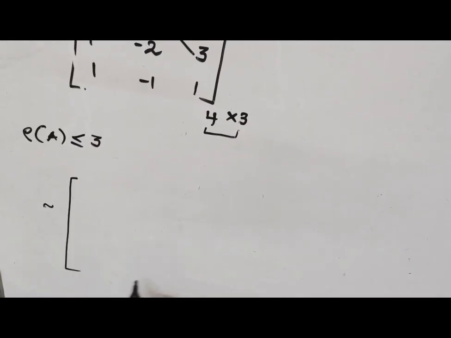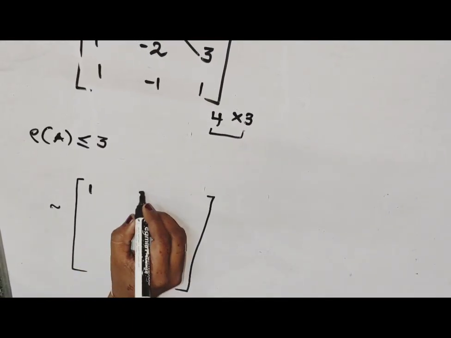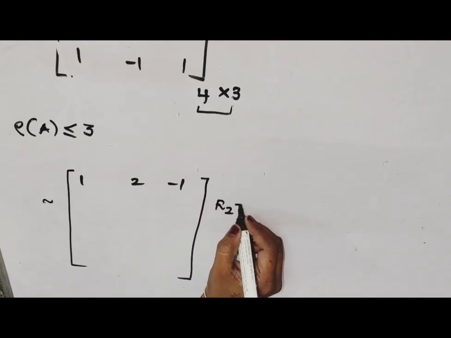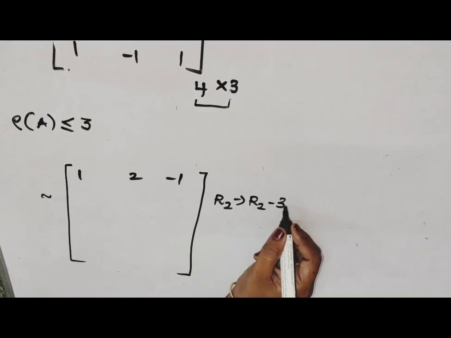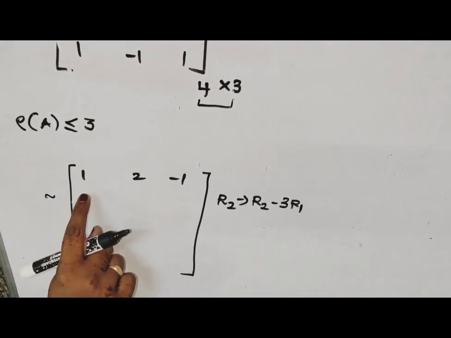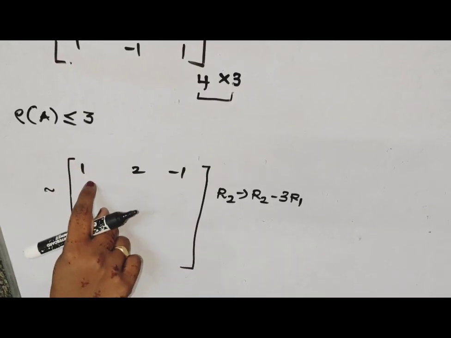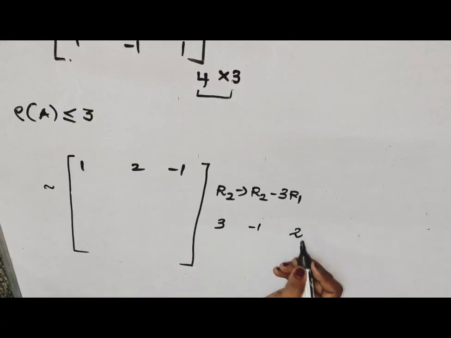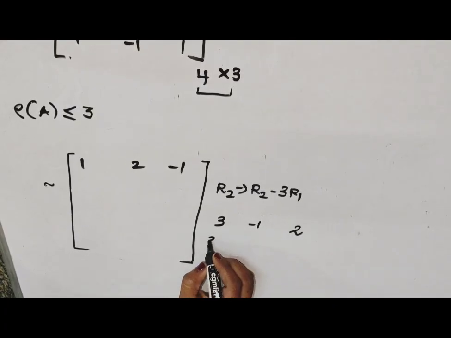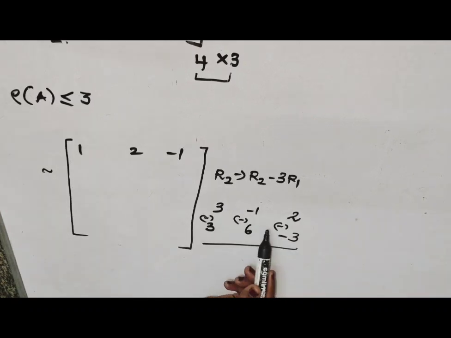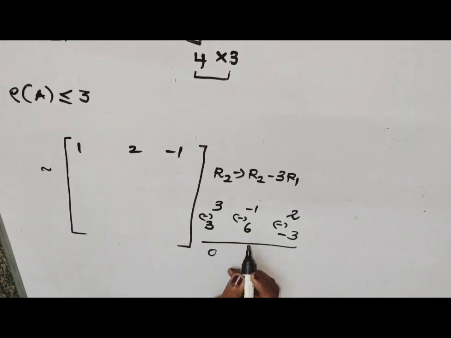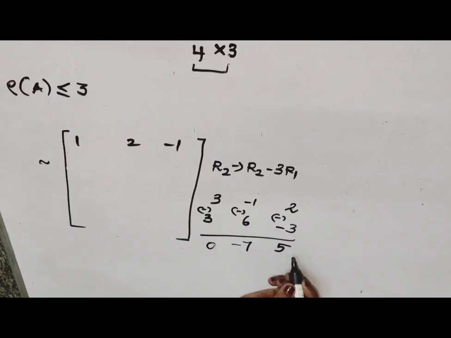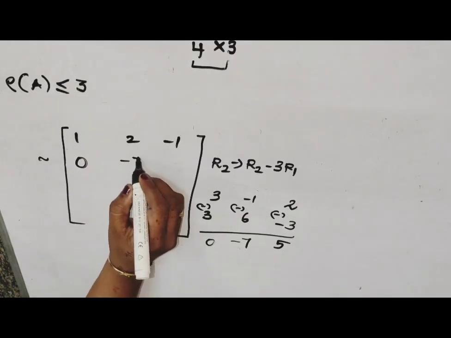First, let us keep R1 as it is. For the second row we have to make the first element 0. So I am going to do R2 implies R2 minus 3R1. Because we have 3 here, if I multiply R1 by 3, it will become 3, so we can easily subtract. R2 I will write as it is: 3 minus 1 2. R1 we multiply with 3: 3 6 minus 3. Now do the subtraction. 3 minus 3 becomes 0. Minus 1 minus 6 is minus 7. Minus and minus become plus: 2 plus 3 is 5. So 0 minus 7 5.